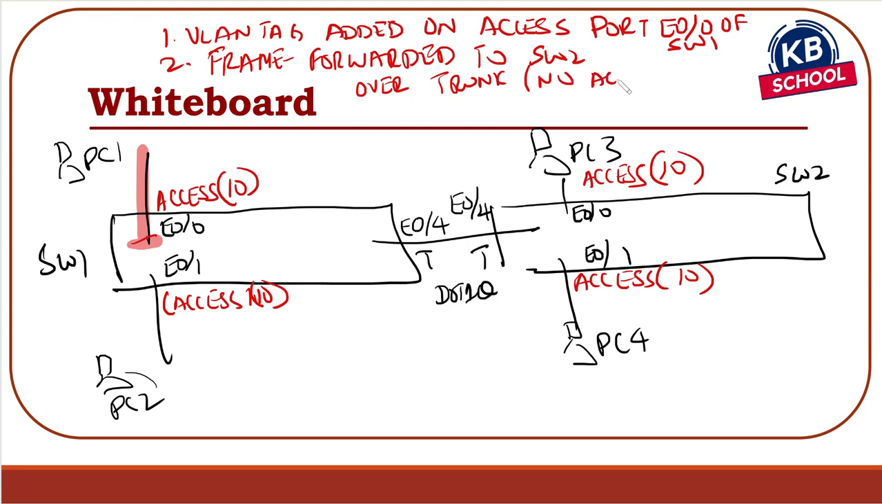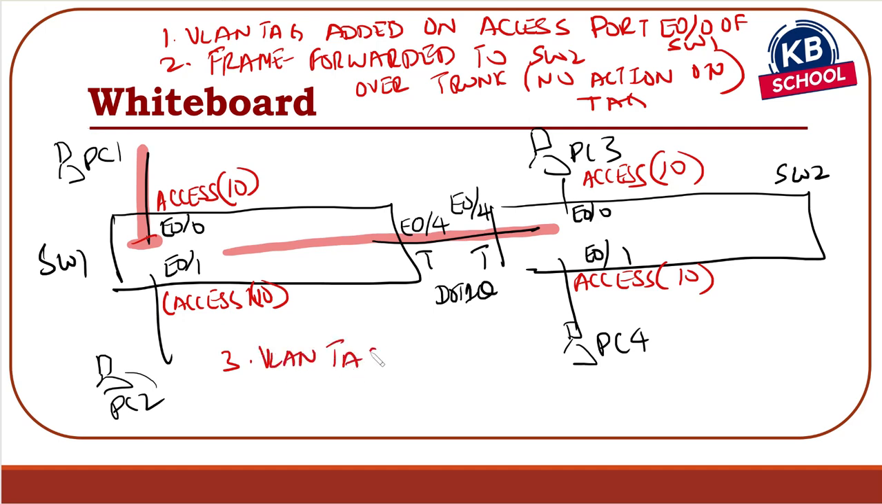No action on tag. So basically that means when the frame is getting sent over here, it's not touching the tag. So he knows the VLAN tag is 10. So on the outbound, on the access port, number 3, VLAN tag removed on which port? On the outbound access port.